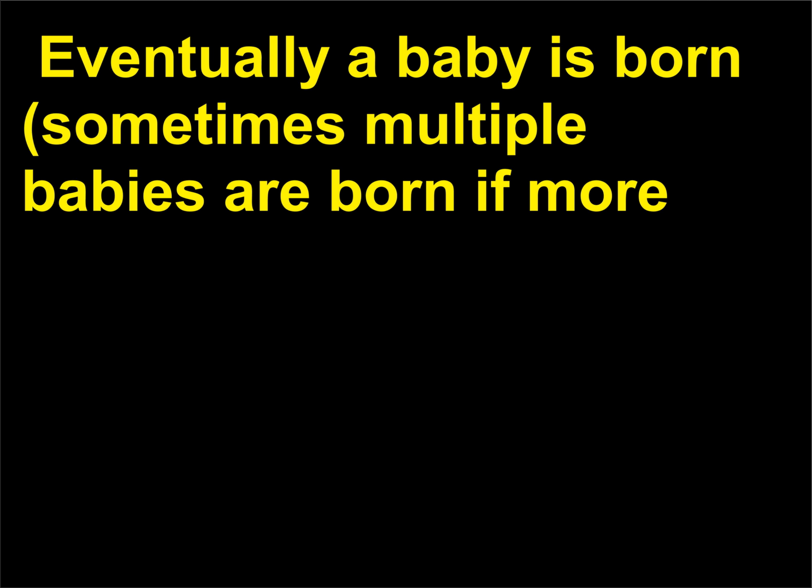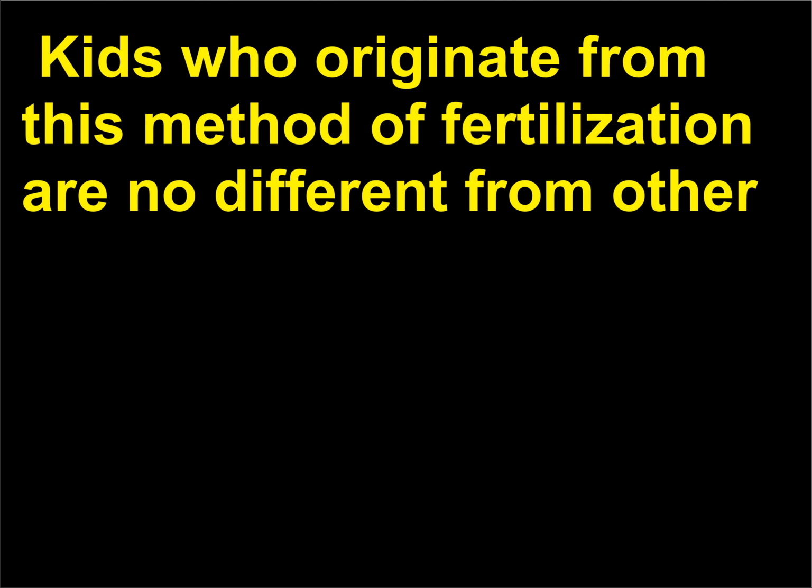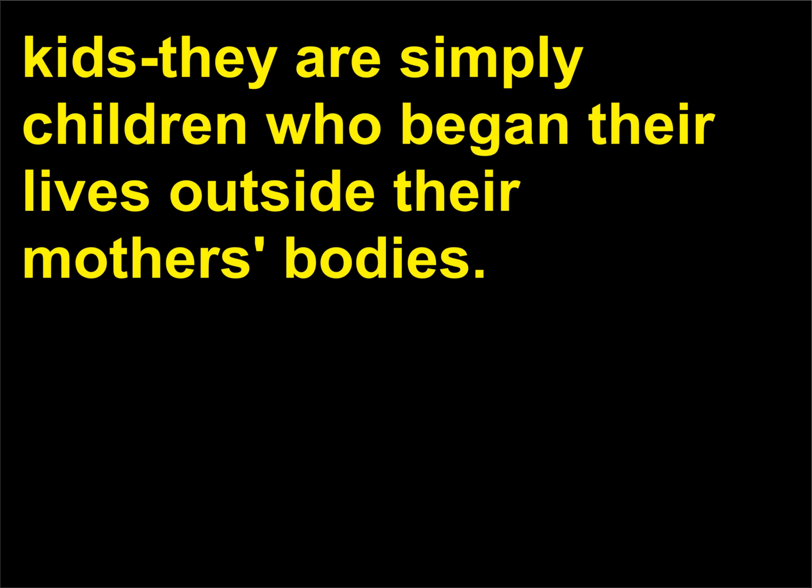Eventually a baby is born, sometimes multiple babies are born if more than one of the fertilized eggs attaches to the uterus and develops fully. Kids who originate from this method of fertilization are no different from other kids. They are simply children who began their lives outside their mother's bodies.